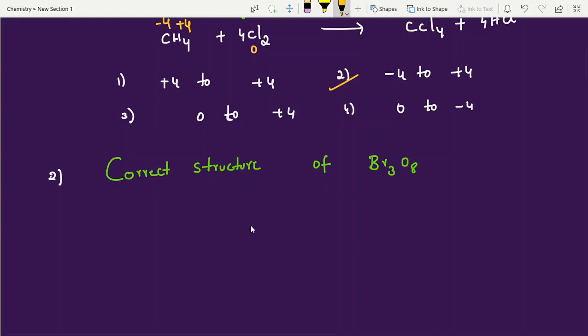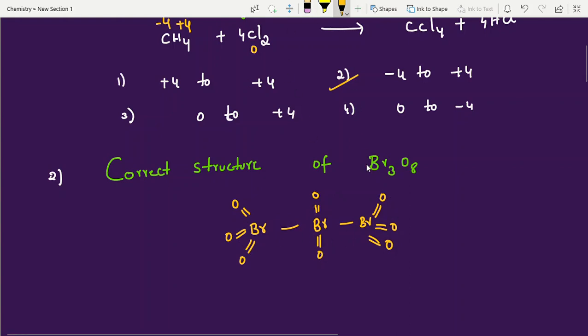Next, the correct structure of Br3O8. Concept explanation also I had given for this one, and this is one of the frequently asked questions, students. That's the reason I have collected this once again. This is Br double bond O, and this is Br double bond O double bond O double bond O. That's it. 3 Brs are gone. 8 oxygens. Here 3, here 3, 6 plus 2, 8.